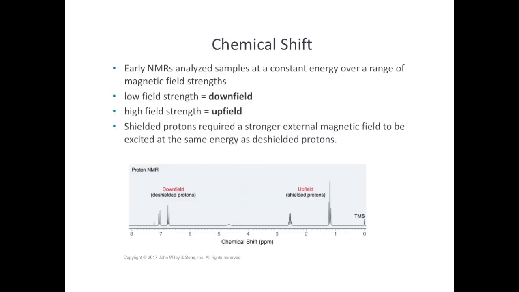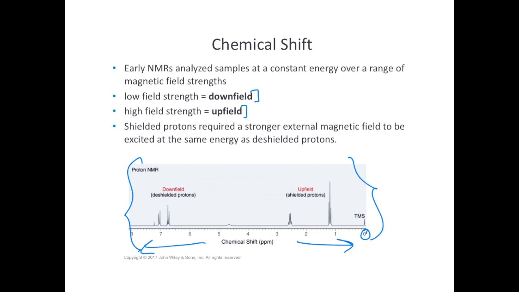There are a couple terms that are used that are artifacts of early NMRs that analyzed samples at a constant energy over a range of magnetic field strengths, and now we do it the reverse way. But the low field strength term is called downfield, and the high field strength term is called upfield. So downfield refers to the left portion of the spectrum, whereas upfield refers to the right portion of the spectrum, the portion closer to 0. Signals that show up downfield are deshielded. You can think D for downfield matches the D of deshielded, and signals that show up upfield are shielded protons.